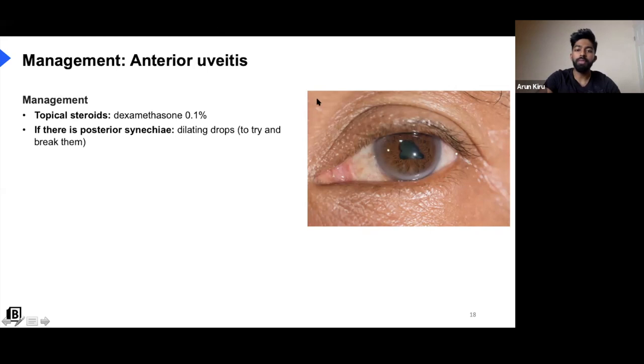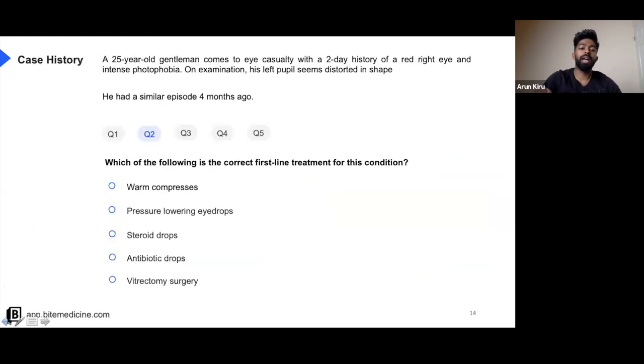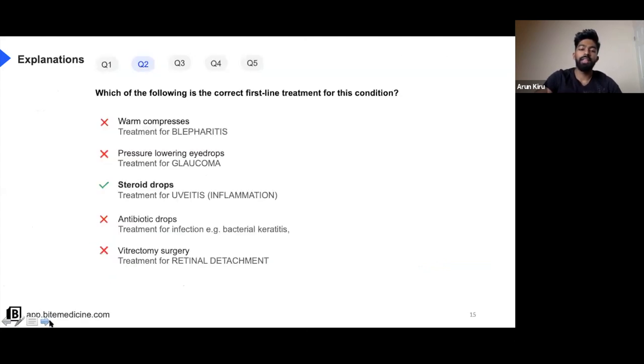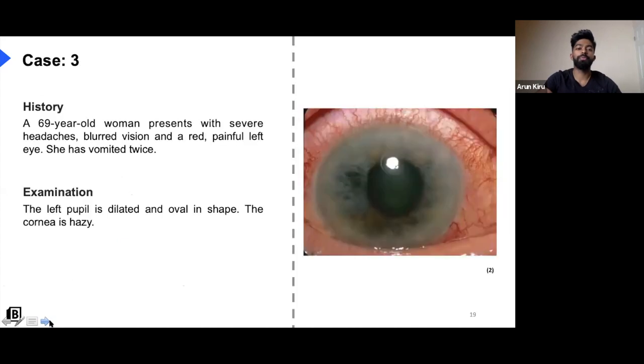So the main treatment is the steroid drops to reduce the inflammation. And that settles it over time when they get this kind of acute episode. But the synechia I need to break down with dilating drops. And that's why, if you look back, I said this patient had a similar episode 4 months ago. So these HLA-B27 patients get uveitis, we treat it, and then after a bit of time it comes back, it flares up basically. So usually they've had episodes before.